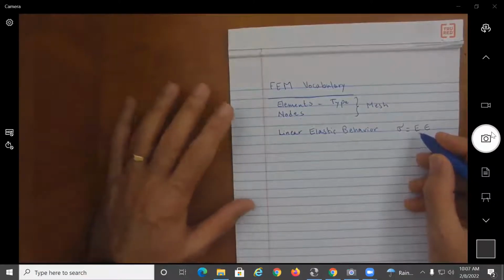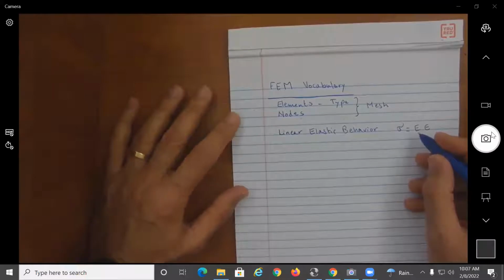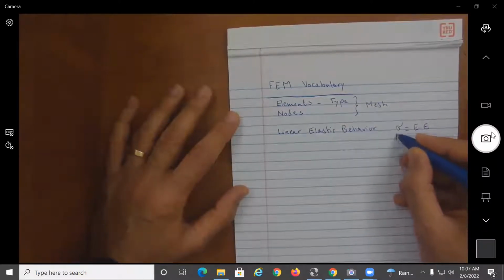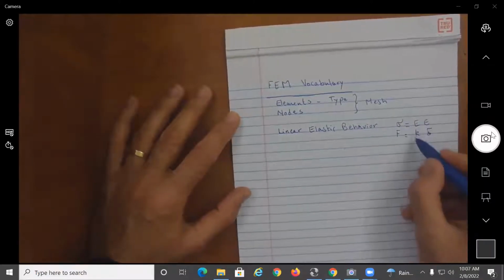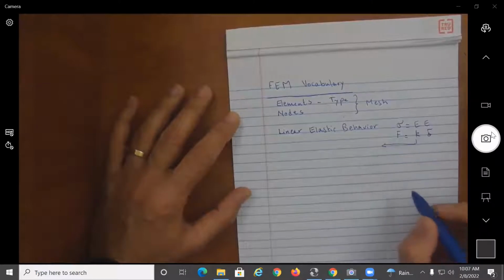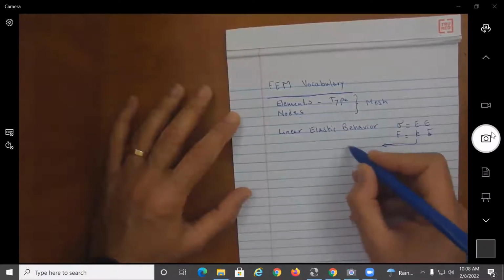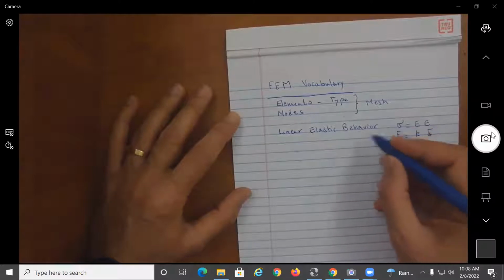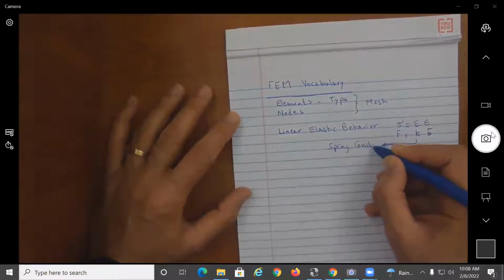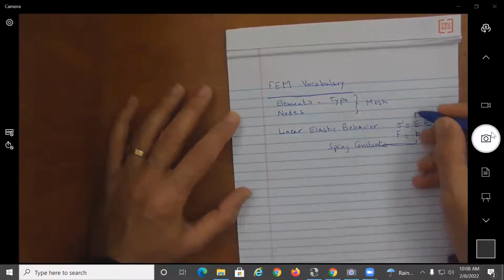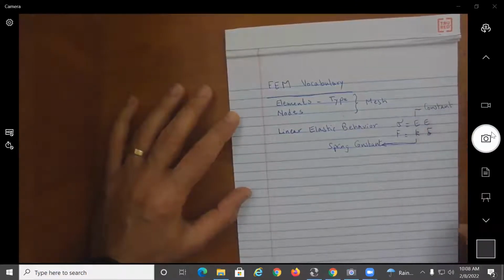It can also be expressed in relating the force to the displacement as we do in linear springs, right? So I can write it as F equal to K times delta, where K is the spring constant. I think you all remember E, and E is constant also. So this is where we're getting this linear relationship.